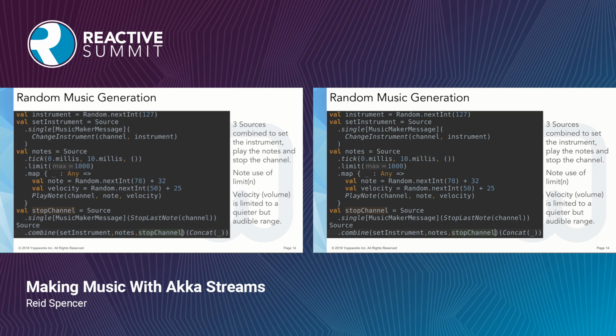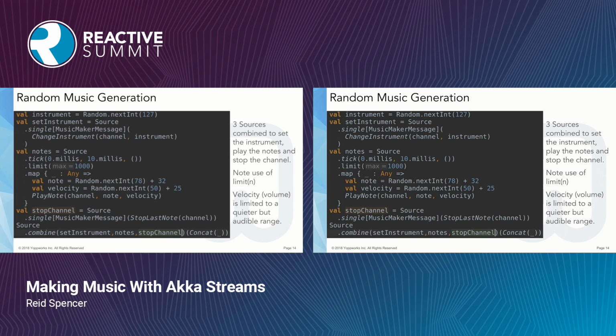And then I'm going to change that unit value into a play note. So I get the note through a random number generation, and I get the velocity through a random number generation, and I create the play note. And that's what that source is. It's a source of play note, generated every 10 milliseconds. Then there's stop channel, which is a message we need to stop the last note from playing. So we do source.single and provide it a single message, which is stop last note.